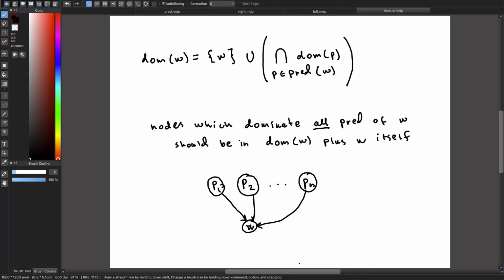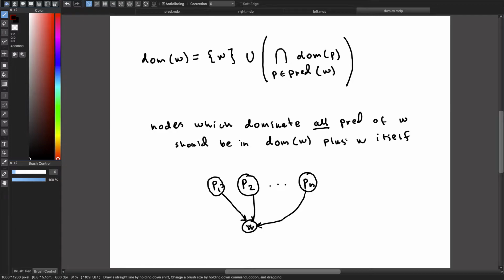We will now come to the simple algorithm, and it makes use of the following equation, namely that the set of dominators of W is W itself plus the intersection of DOM of P for each predecessor P of W. Which means, in other words, that nodes which dominate all predecessors of W should be in the set, plus W itself. Okay?